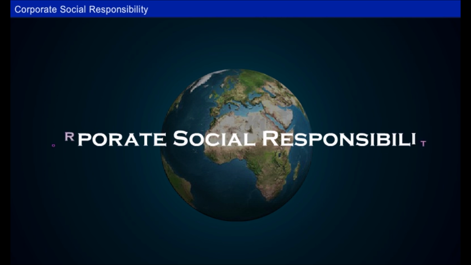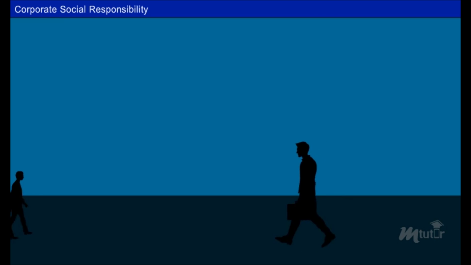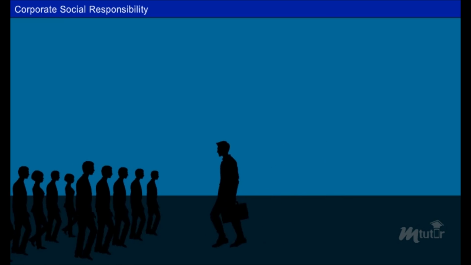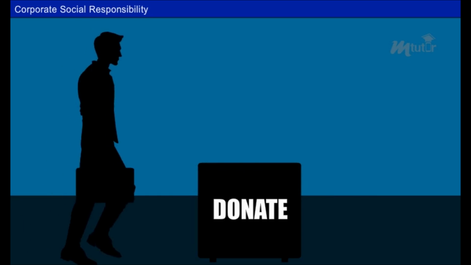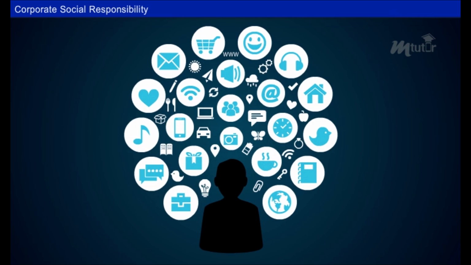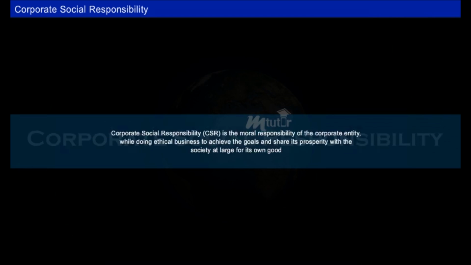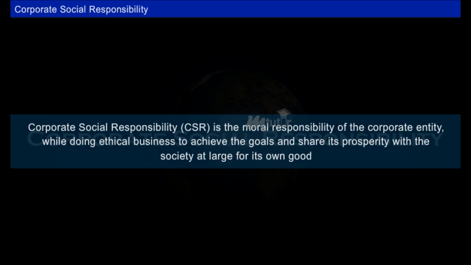Now, let's learn what corporate social responsibility, known as CSR, is, and its related ethical issues. The ever-increasing role of human society has influenced companies to act in an economically and socially sustainable way. The emerging concept of CSR goes beyond charity and requires integrating technological, social, and ethical concerns into companies' business processes. CSR is the moral responsibility of the corporate entity, while doing ethical business, to achieve its goals and share its prosperity with society at large for its own good.